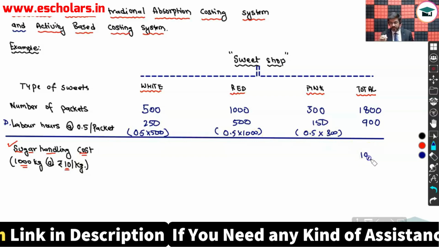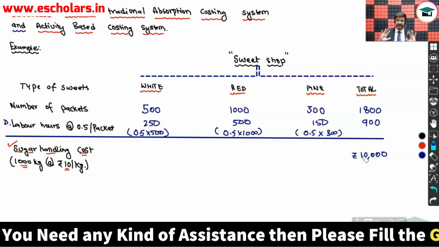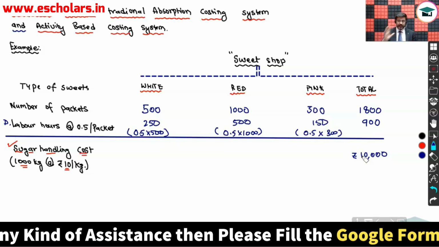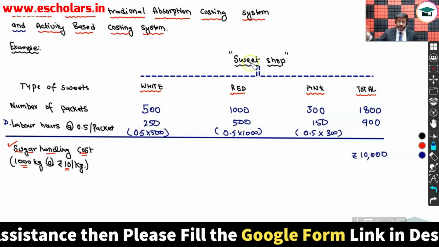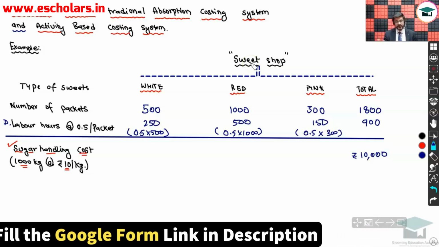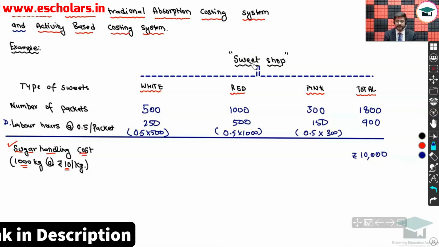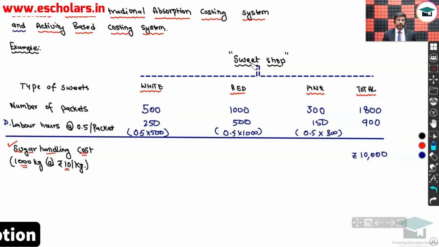So total sugar handling cost is coming to rupees 10,000. That means we are incurring 10,000 rupees on handling the sugar. So whatever person is handling this sugar, taking care of the sugar in the godown, you are paying them 10,000. Just understand it in that way. Okay sir.